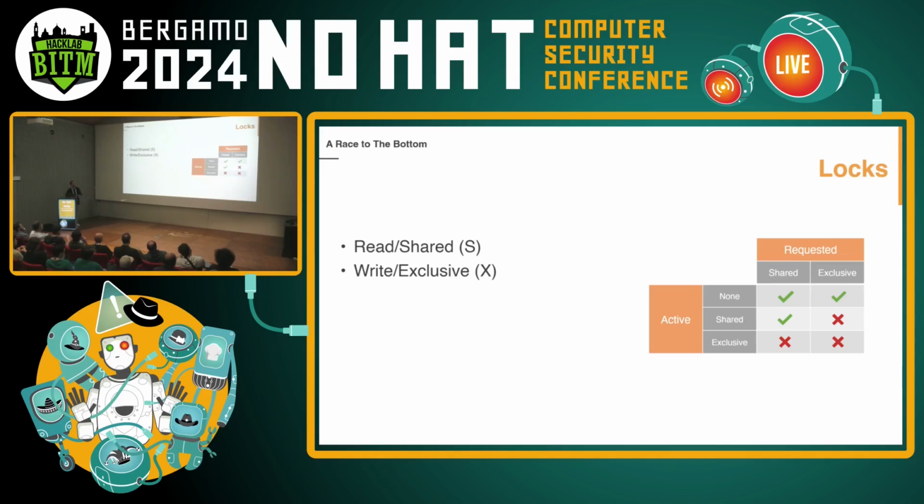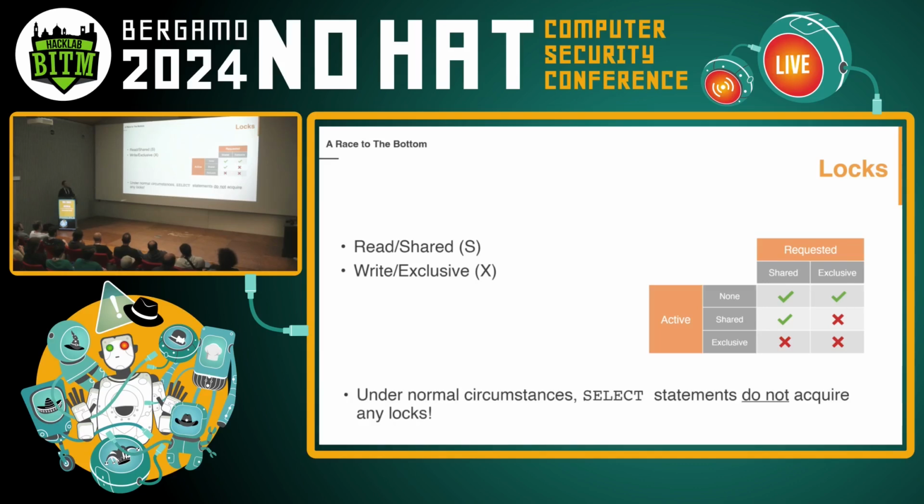So if we have no active locks, it's a free-for-all. Any type of lock can be acquired. If there's a shared lock active, another shared lock is allowed to be placed, but exclusive locks are forbidden. And if an exclusive lock is currently active, then no other locks are allowed to be placed on that particular table entry. And one interesting thing to note here is that under normal circumstances, by just using default behaviors of databases and database transactions, select statements will not acquire any locks. Just keep this in mind. We're going to come back to it in the next slide.